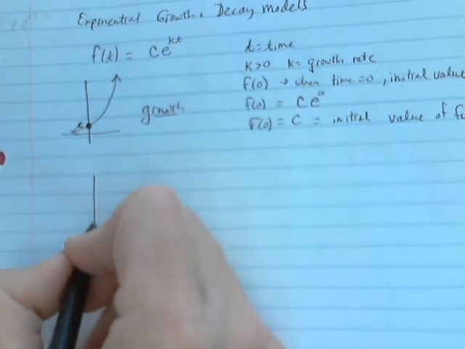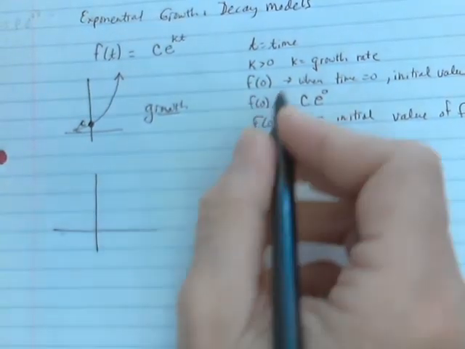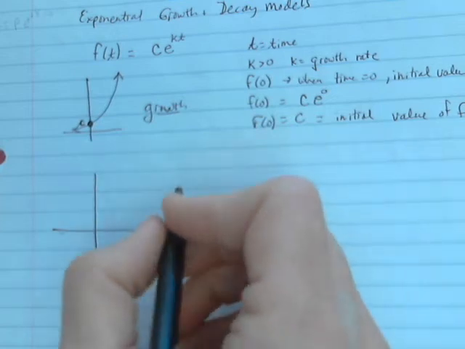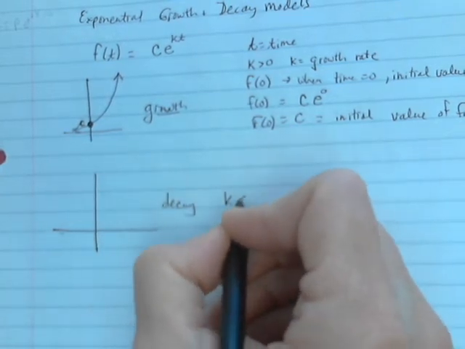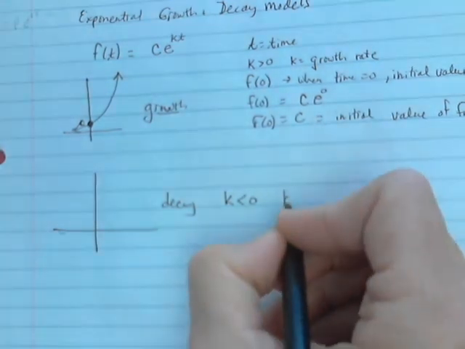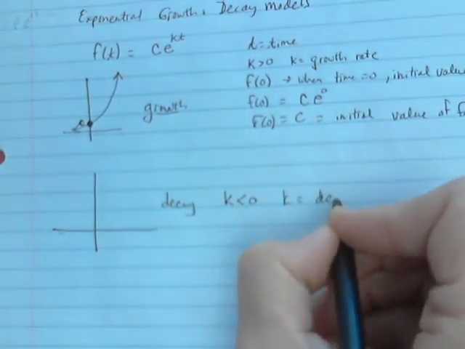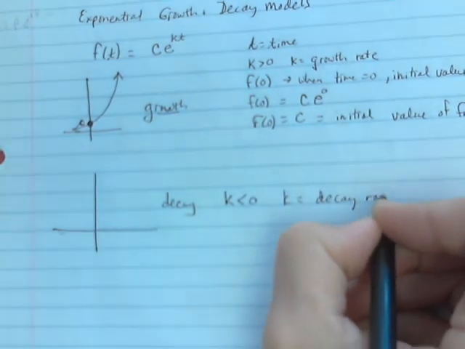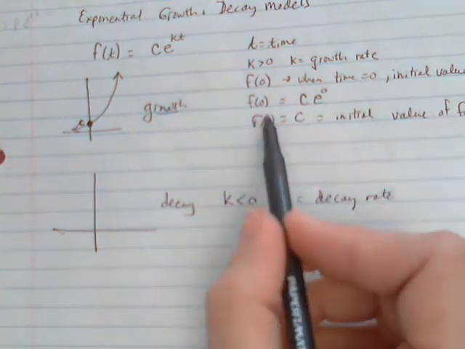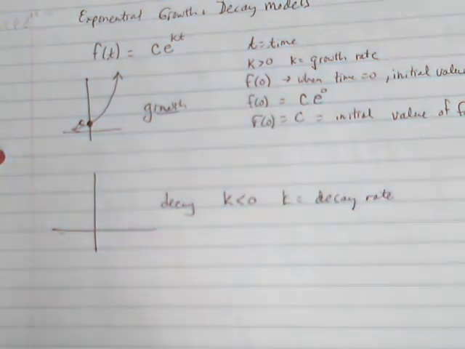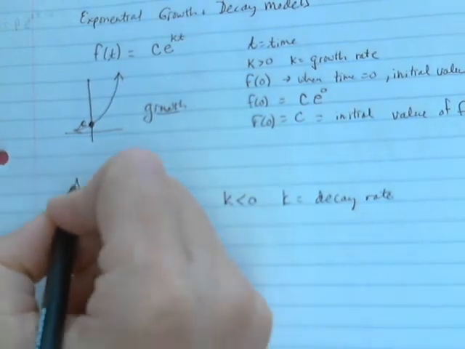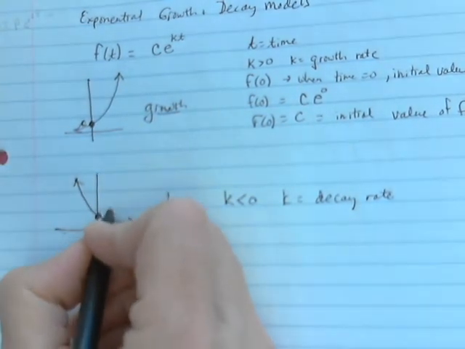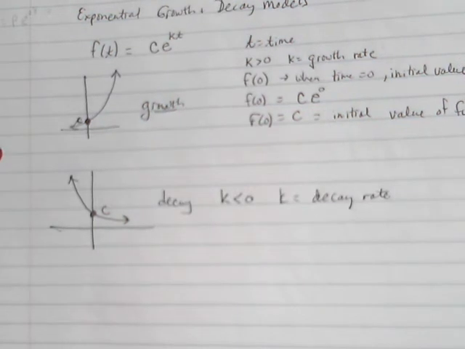Exponential decay is the same as what I just listed up here, except k is less than 0 and k is equal to the decay rate. But everything else is still the same, the initial value, the y-intercept, but it's coming down like this, exponential decay, but the y-intercept is still equal to c.